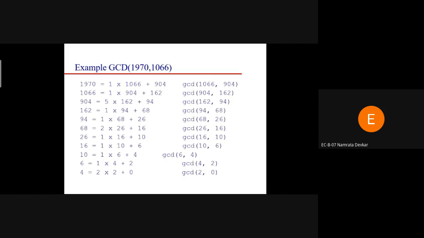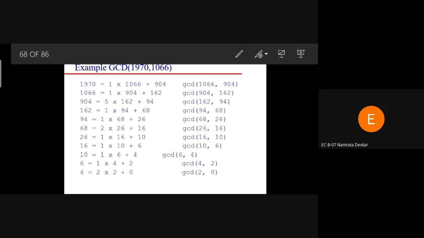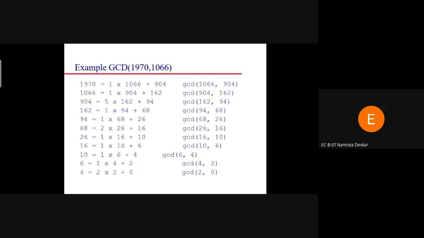Now we have to find the GCD, the greatest number. Which one is the greatest number, 1066 or 904? Here in brackets we write GCD(1066, 904). Is the remainder 0? No. So we have to again divide, taking the greatest number, which is 1066. If we solve this, we can represent 1066 = 1 × 904 + 162.